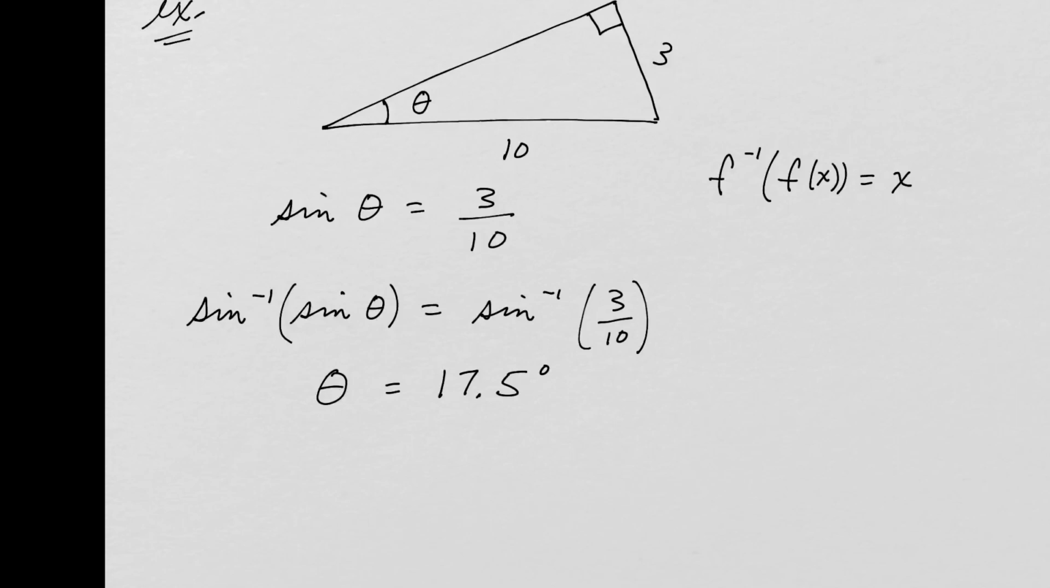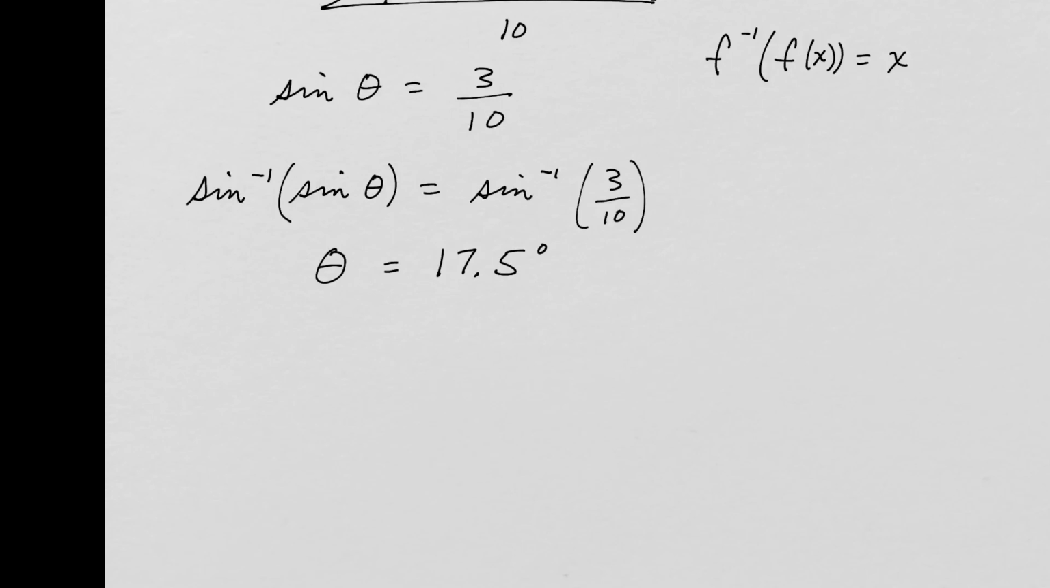Now, how would you check this? Well, what you could do is plug this back in. To check, I'll do this in red. If I do sine of 17.5 degrees, I had better get back out 3/10, or something very close. You're going to get around 0.3, because there's a little bit of rounding error here, but you'll get something very, very close.